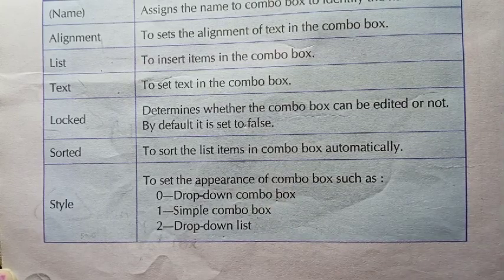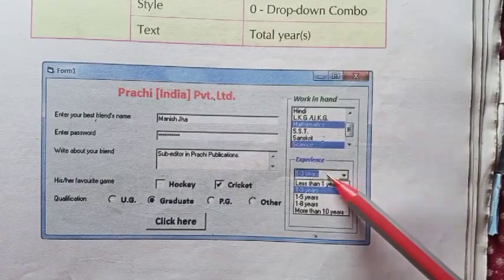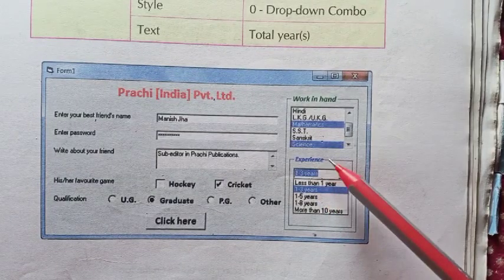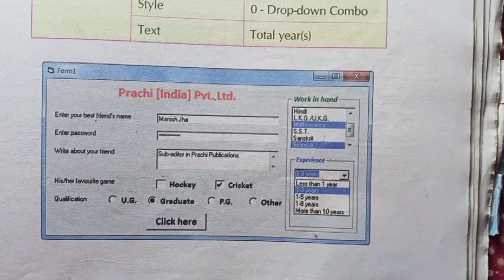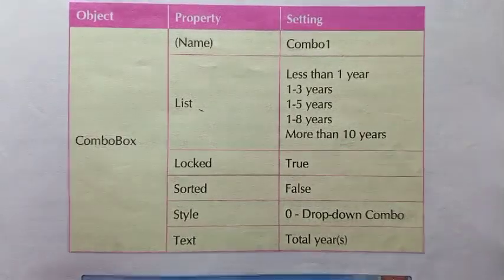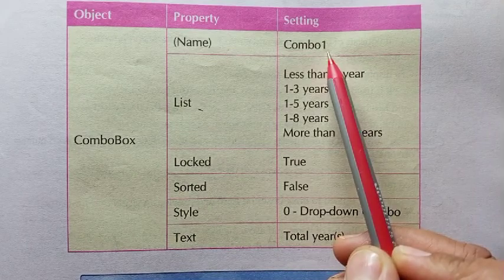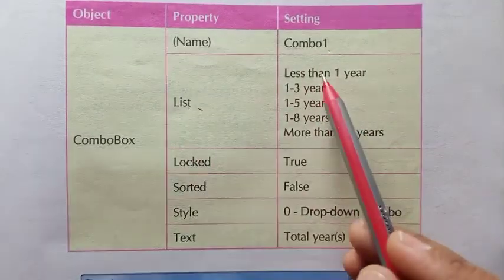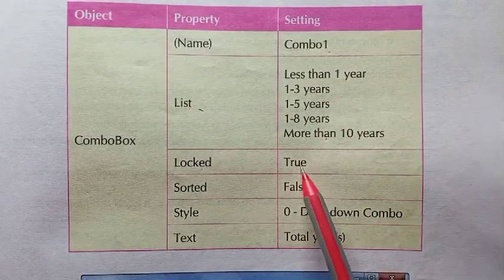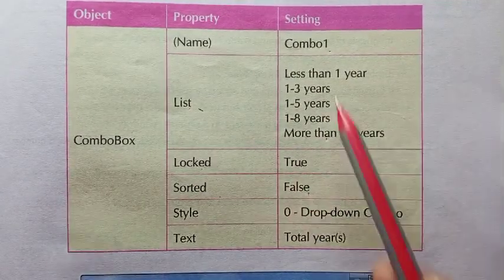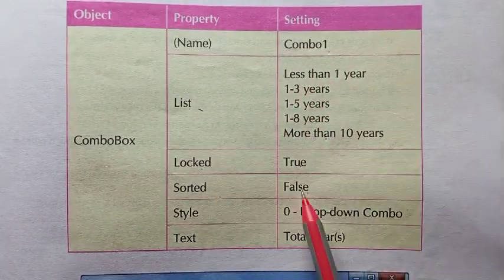Let us see now the example and how the properties were changed in this. In the example we saw the experience, and in it we have given these many items. So how is it done? For this effect, we are going to make changes to the following properties. Name we are not going to change. This will remain as combo. In the list property we will give all these items that we need to display. Locked we will keep true. Sorted we will keep false because we are not sorting this. These are not arranged in alphabetical order, so sorted is false.